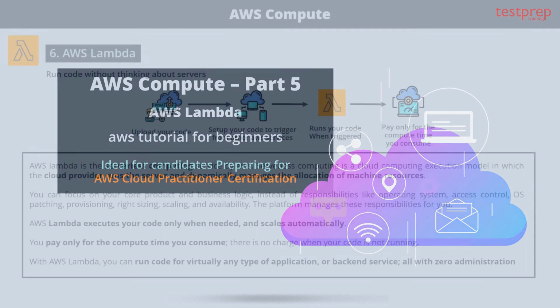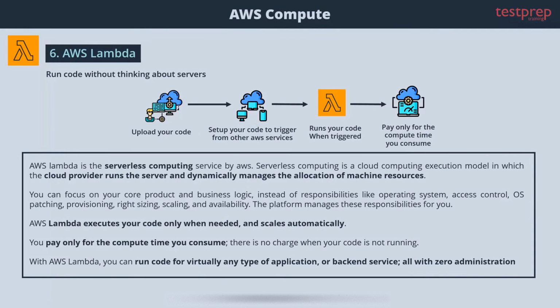AWS Lambda. AWS Lambda is the serverless computing service by AWS. Serverless computing is a cloud computing execution model, in which the cloud provider runs the server, and dynamically manages the allocation of machine resources. You can focus on your core product and business logic, instead of responsibilities like operating system, access control, OS patching, provisioning, right-sizing, scaling, and availability. The platform manages these responsibilities for you.